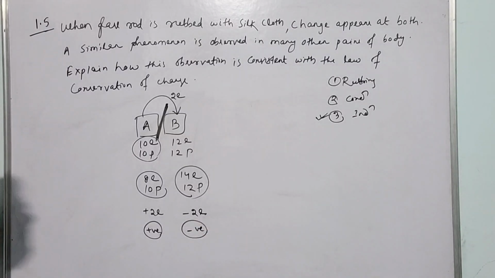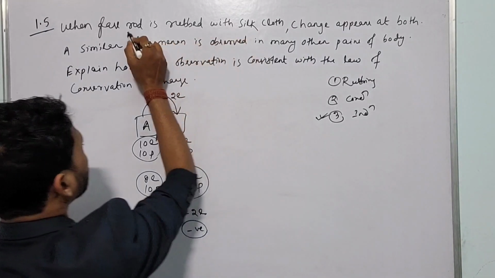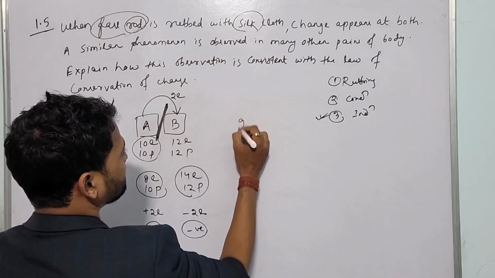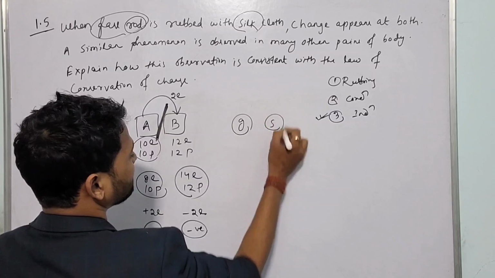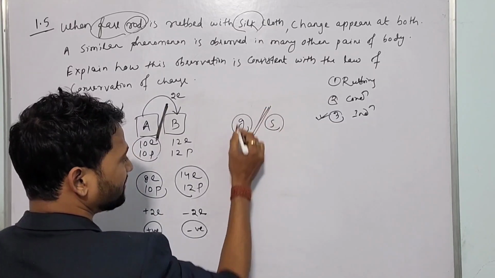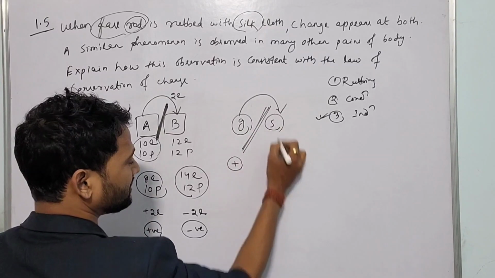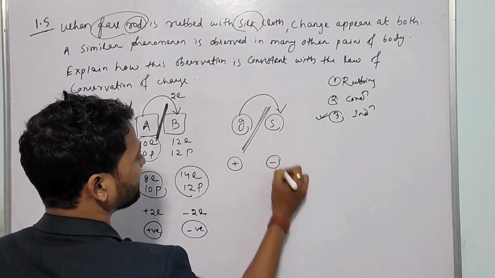Is it clear? So here the question is there are two bodies. One is a glass rod, the second is a silk cloth. So the glass rod is rubbed with the silk cloth. That means electrons jump from the glass rod to the silk cloth, so the glass will become positive and the silk cloth will become negative.